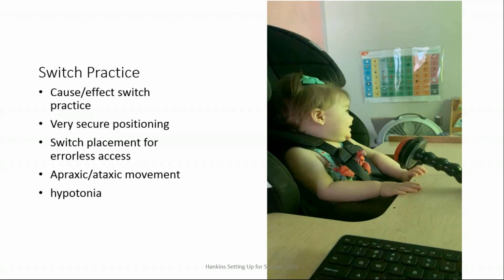She has very, very apraxic and ataxic movement. And she has hypotonia, which means that her body is very weak. She and her brother both have a low incidence syndrome. And so we don't really know what's expected long-term for them, but working on access was something that we wanted to do for play and as a basis for communication.